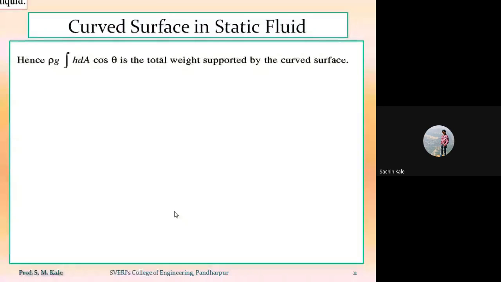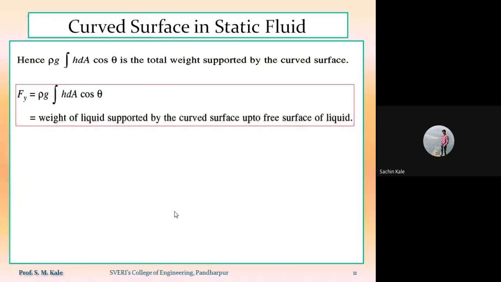म्हणजे ह्या ठिकाणी Fy म्हणजे काय असणार आहे? ρg. Fy ची value तुम्हाला कशी भेटणार आहे? ρg into integration of dA cos θ म्हणजेच काय झालं? ρg into volume म्हणजेच काय झालं? Weight of liquid supported by the curved surface up to the free surface of the liquid. त्याचा अर्थ काय झाला? Fy झाला. ज्यावेळेस तुम्ही Fx आणि Fy find out करताय, Fx आणि Fy वरून तुम्हाला काय find out करता येईल? Total resultant force acting on a curved surface find out करता येतोय.